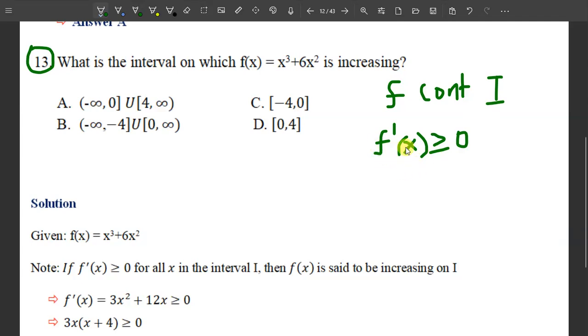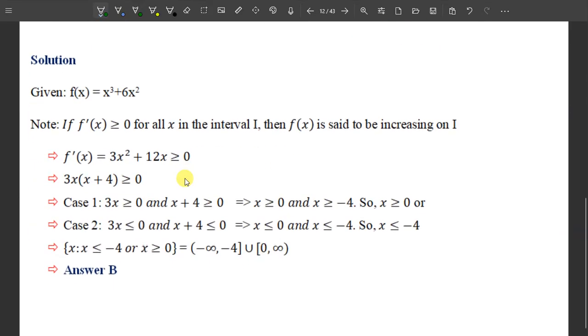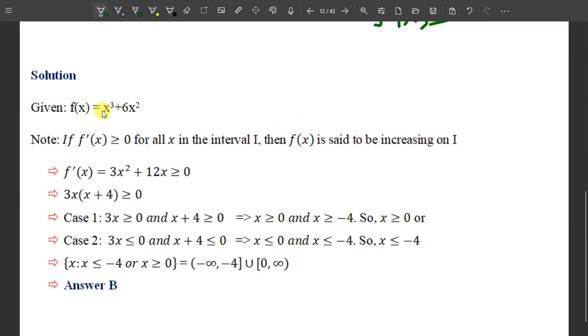Also, if f prime of x is less than or equal to 0, then f is decreasing on I. Now let us see how to find it. We have already solved it here. Our f of x is equal to x cubed plus 6x squared. We are going to determine the interval on which this function is increasing.